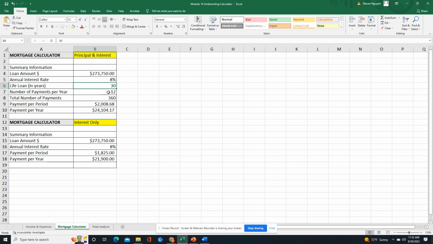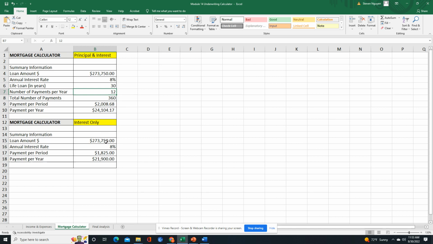And the number of payments per year, obviously it's 12, number of payments 360, so it calculates that automatically here. There's a formula built in, if you see the equal sign, and then it'll calculate your payment per period. So, based on this loan of 273,000, 8% interest, 30-year amortization, my monthly payment is about 2,000. My annual payment or debt service is 24,000, right?